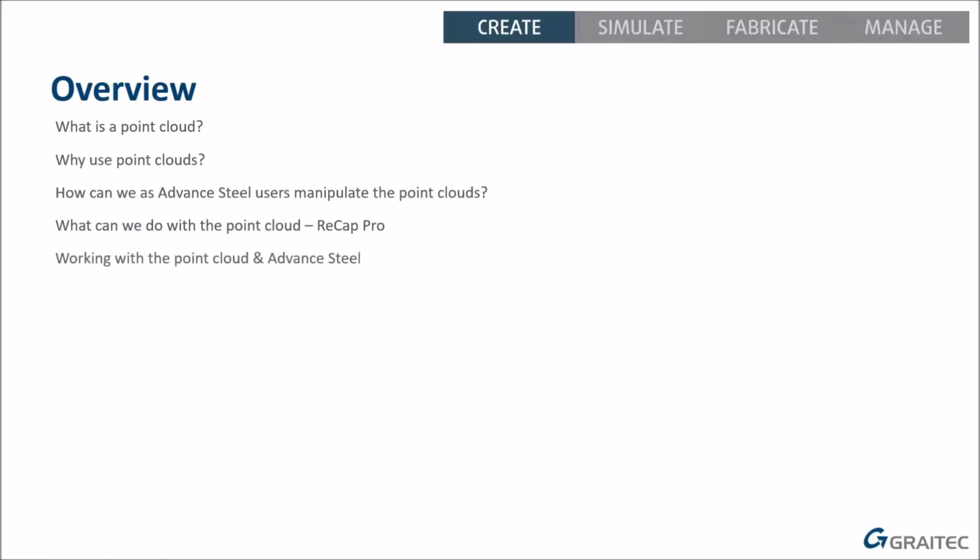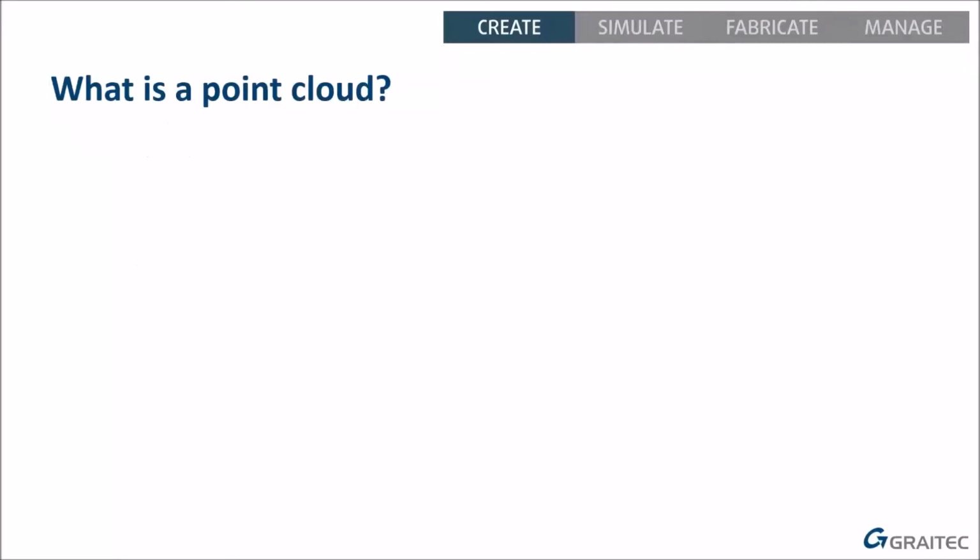And then once we've manipulated that point cloud to trim out what we don't want, we can bring it into Advanced Steel, and we'll run through how we can work with that. Then we'll look at how we can take what AutoCAD creates from the point cloud data and convert that into Advanced Steel objects. So we'll go on to what a point cloud is. What I would like to do is launch a quick poll for you guys.